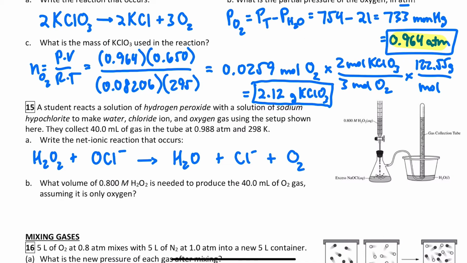Well, look at what they give us. They give us the volume of the gas, they give us the pressure of the gas, and they give us the temperature of the gas. So just like last time, we can solve for the moles. So the moles of the O2 is pressure volume over R times T. Our pressure is 0.988 atm. Our volume, 40 milliliters. Don't forget to turn that into liters. So you get 0.0400 liters divided by the R value.